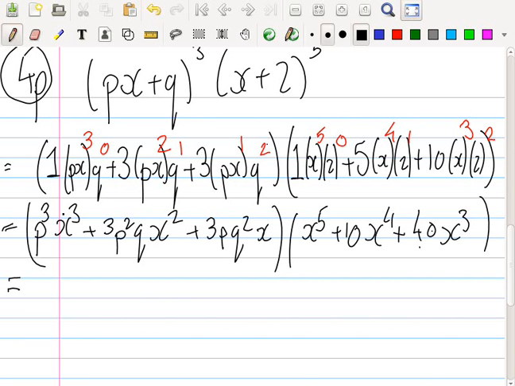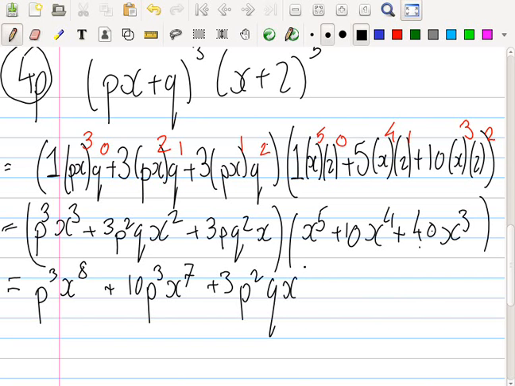So the first one, I want to make x to the 8. How can I make x to the 8? First one and the first one. So that's p cubed x to the 8. Right, now how can I make x to the 7? First one with the second one. So that would be plus 10p cubed x to the 7. Anything else? Yes. The second with the first, which is plus 3p squared q x to the 7.